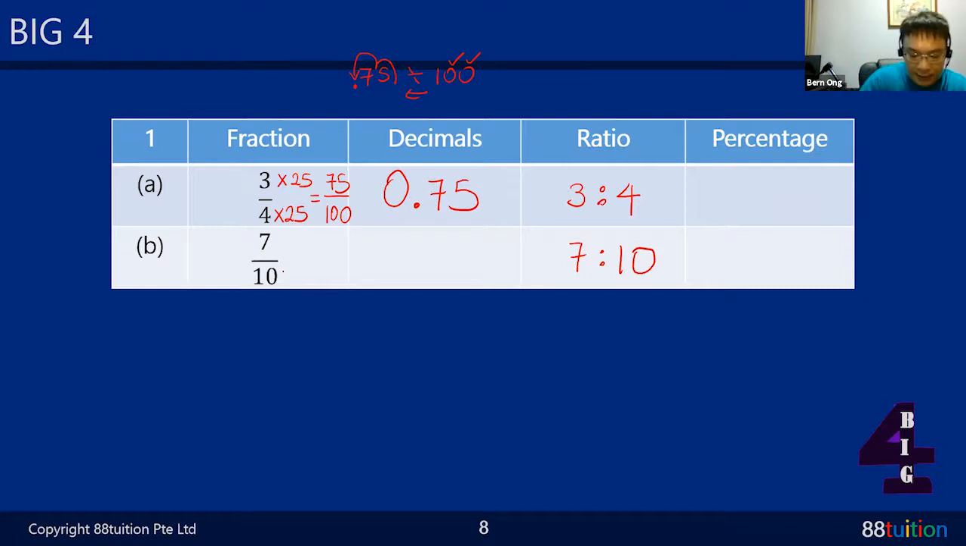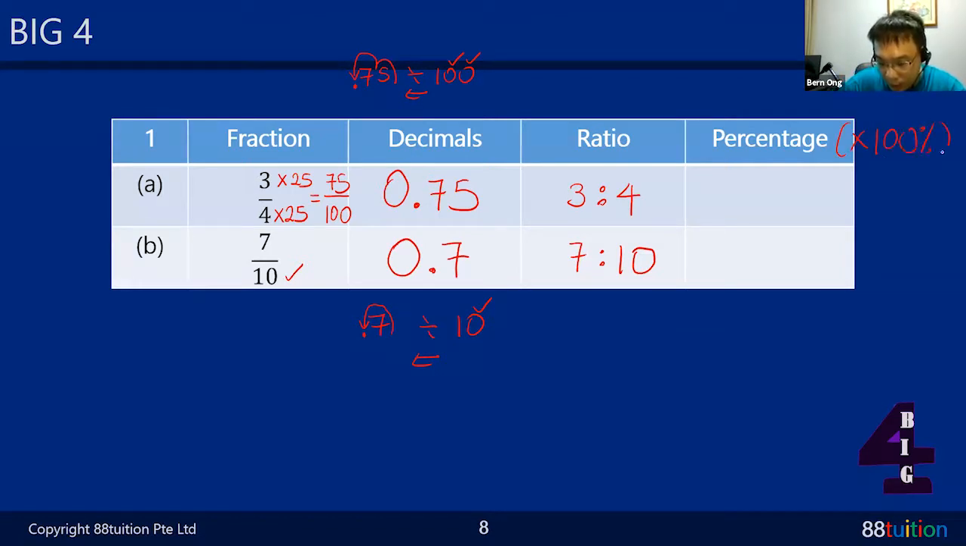7 over 10. Yes, it's already over 10. Good. 7 over 10 means 7 divided by 10. Divide means to the left, 10 means move 1 time. Decimal at the back, you move 1 time to the front. That gives you 0.7, so you write it as 0.7. Percentage means you must times 100%. The symbol of percentage will come out at the back, times 100.